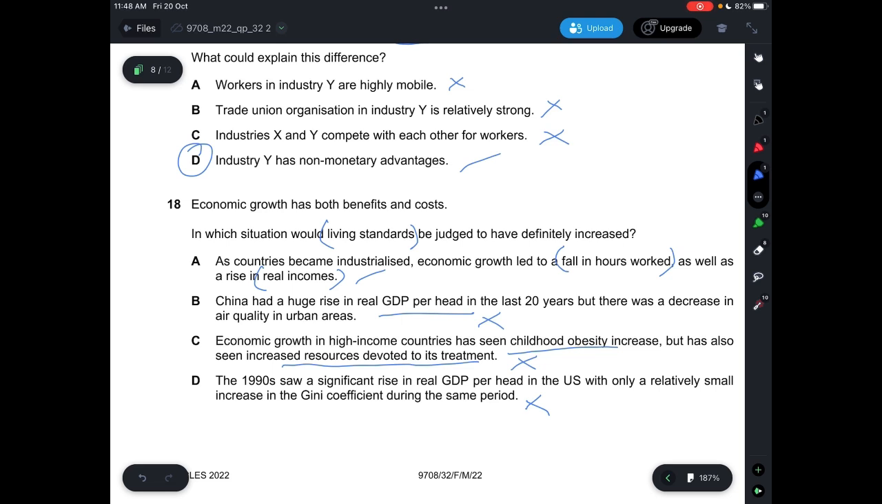also a rise in real incomes definitely would mean that there is higher living standards because of a better work-life balance, and your real income is already basically income adjusted for inflation. So if, let's say, there is a rise in real income and then a decrease in working hours, you are basically much better off in this condition. So the answer is A.